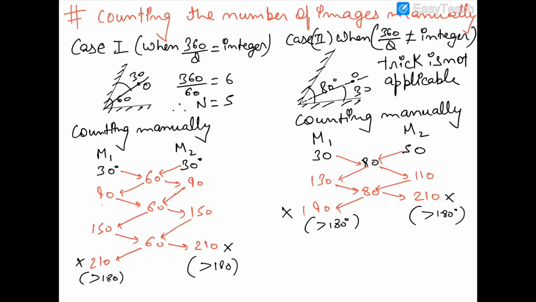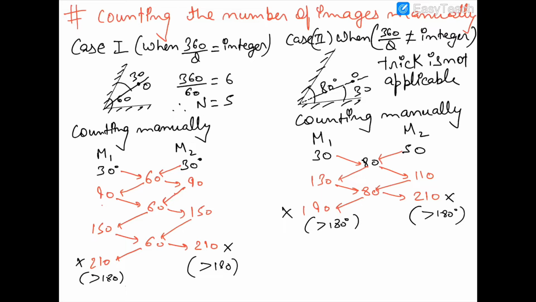So we already know the trick and the formula: 360 by 60 is equal to 6. That is an even integer, and when that integer is even, the number of images is equal to 360 by theta minus 1. So 6 minus 1 is equal to 5. Now this is the second method of counting the number of images manually. This is an interesting method.